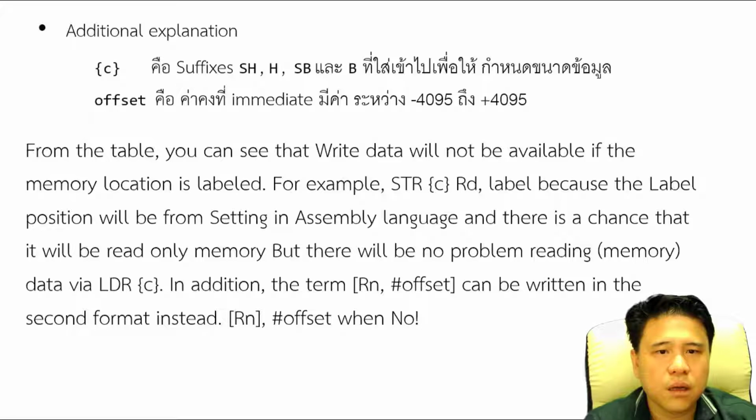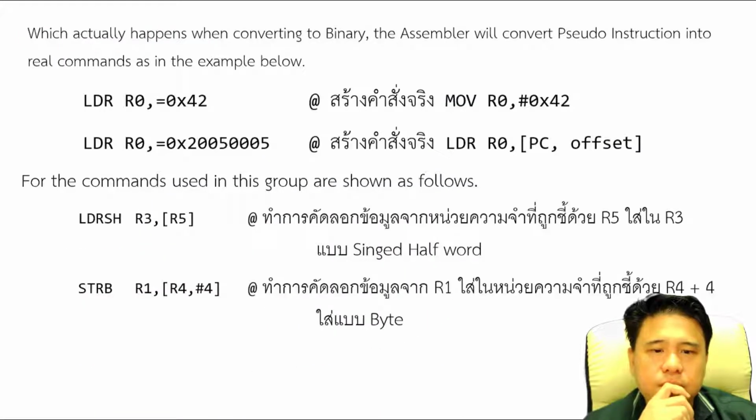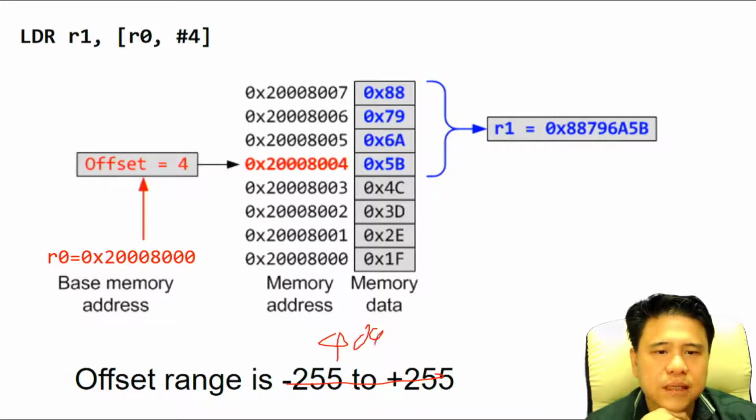Okay, can you change this one? Not really. It's 4095, minus 4095 to plus 4095. Can you change a little bit?